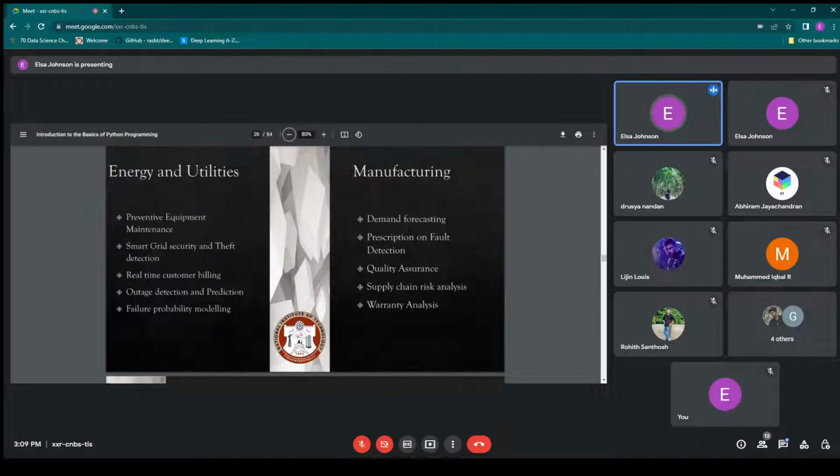Then smart grid security and theft detection. This has been implemented in some parts of India as well. There is one news item about it being implemented in Bihar. It's used for theft detection of energy. But what happened there was that a joke was played on the authorities themselves: the equipment used to detect the theft itself was stolen. So they weren't able to implement this correctly there, but still it's now improving.